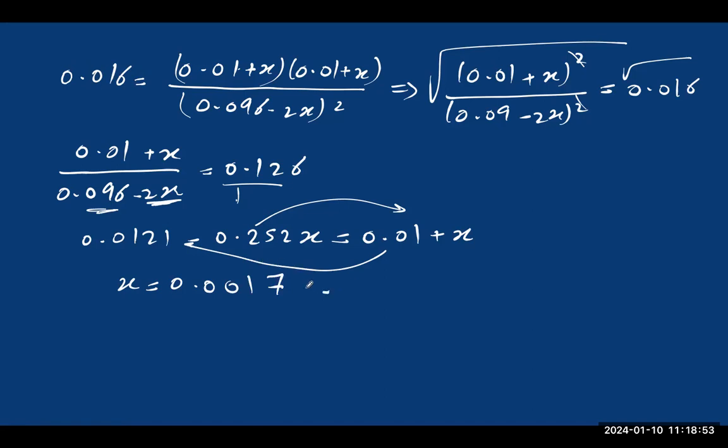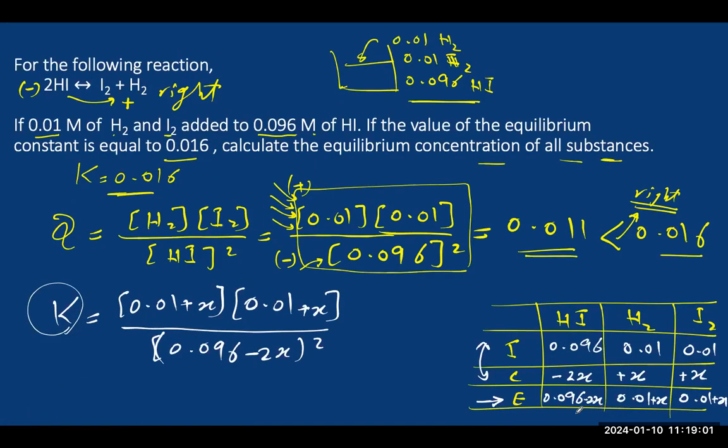Okay, now this is the value for x. We need to calculate the concentration at equilibrium. We know that we started with, let's go for this one. This is the concentration at equilibrium for HI, it's 0.096 minus 2x. For H2, it's 0.101 plus x, and the same for I2. So these two will have the same concentration, but HI will have a different concentration.